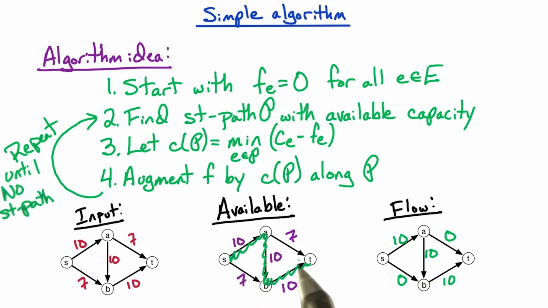So let's update this graph for this current flow. Notice that the available capacity for these three edges is now 0. So in this graph, there is no path from S to T anymore. So our algorithm is going to stop. There's no way to augment. So we're going to end with this flow, which is clearly suboptimal. This is a flow of size 10, and we saw before there's a flow of size 17 in this graph.